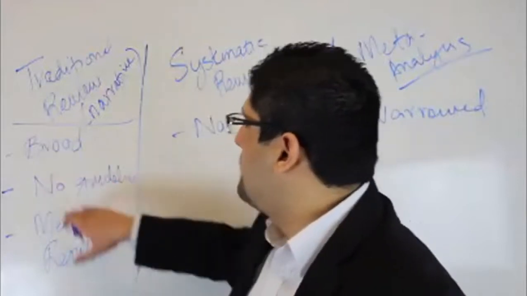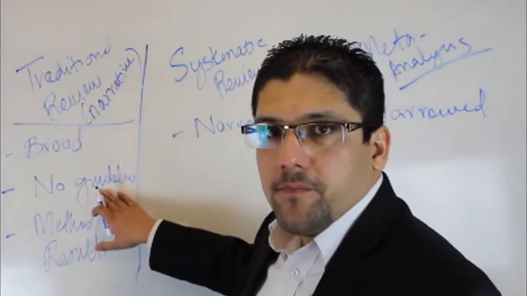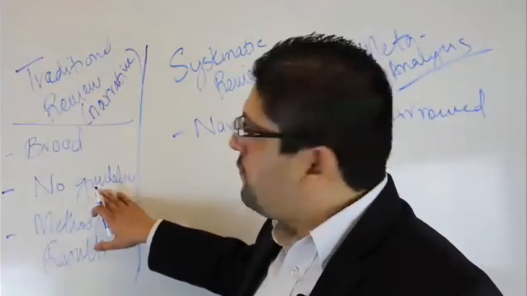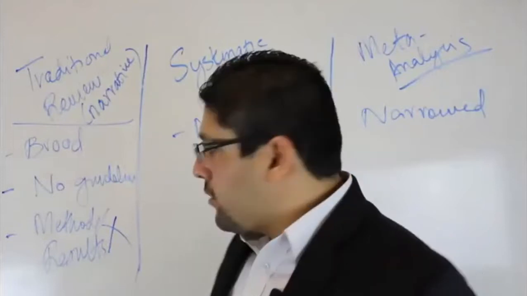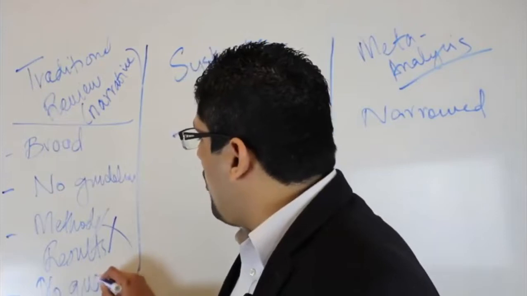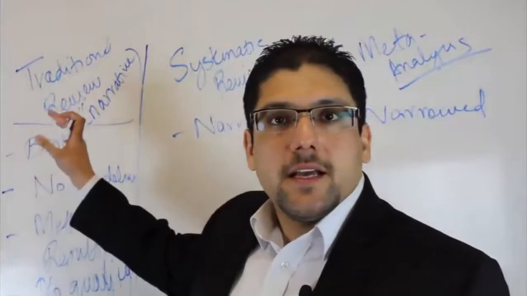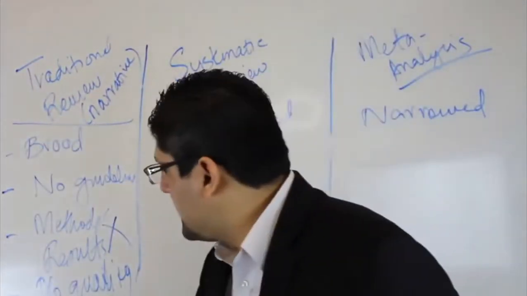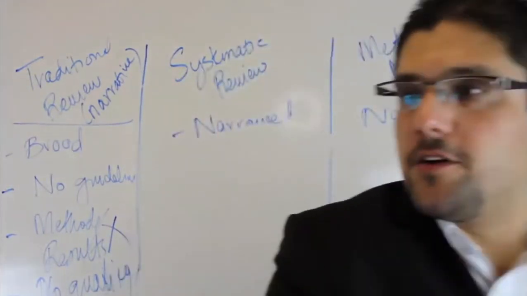It's usually broad. No guidelines are followed. Everyone can have their own style of paper, their own sequence, whatever you like. Methods and results are optional, so you will see so many review articles without methods and results. No checking of quality, so all good and bad quality papers can be included. That's why traditional review evidence is not one of the highest, because it can have bias, because you're including all kinds of papers. That's a traditional review.